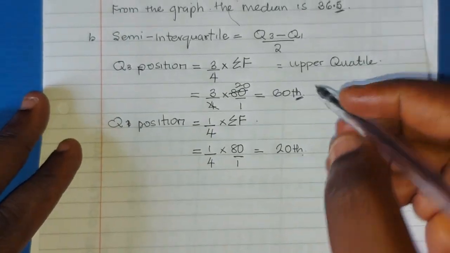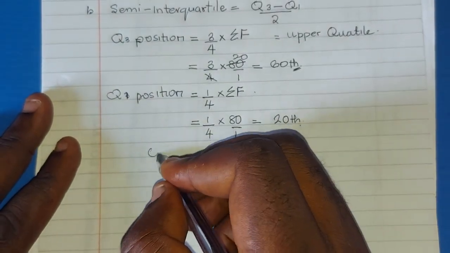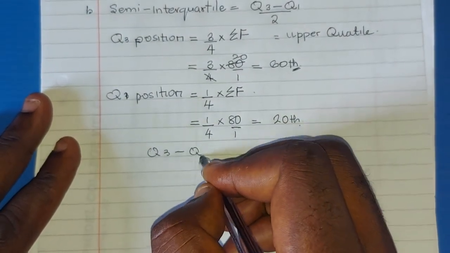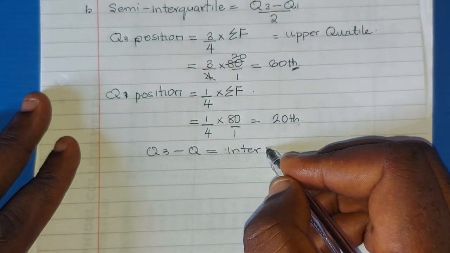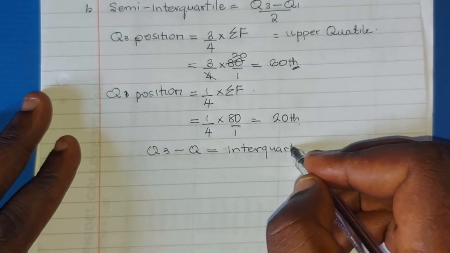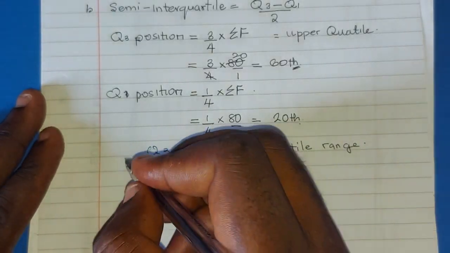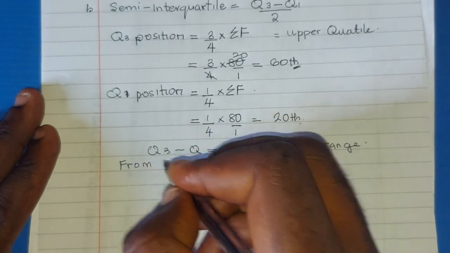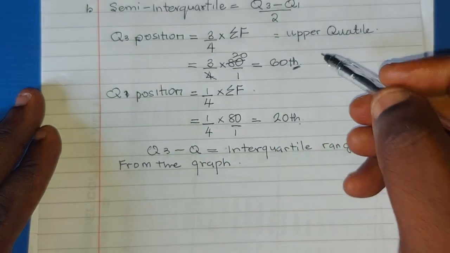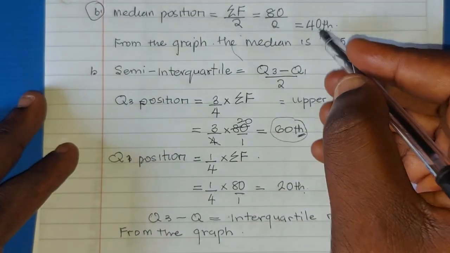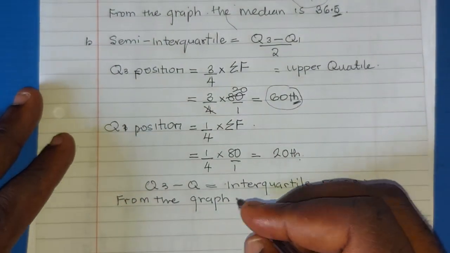From the graph we need to locate Q3. Take note, Q3 minus Q1 is called the interquartile range. Don't forget, I'm still going to do a video on this interquartile range. From the graph, you need to locate the 60th position, the way you have done for the median.